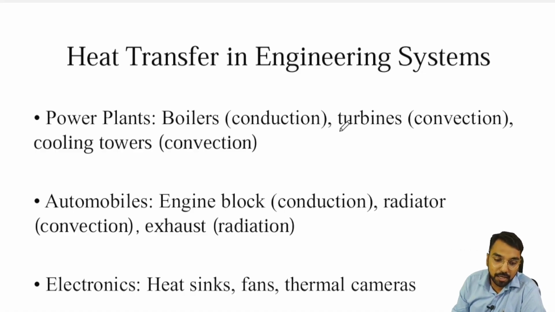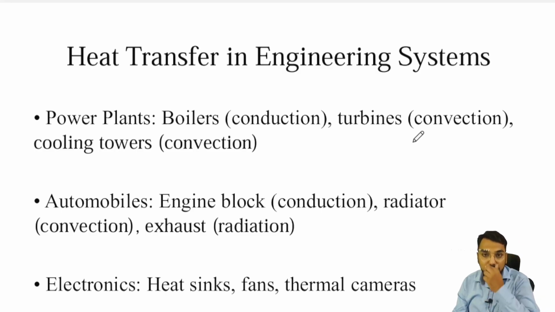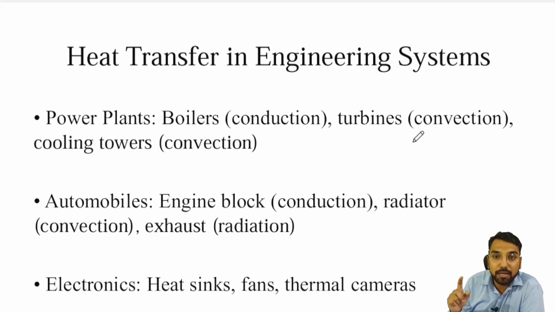In a power plant, the turbine is a device that is rotated by a high pressure and temperature fluid, and that rotation we use for further generation of electricity. In that turbine, convection heat transfer takes place because the high pressure and temperature fluid, liquid or gas, strikes the turbine blades, and the molecules of that fluid transfer the heat with the flow of that fluid.